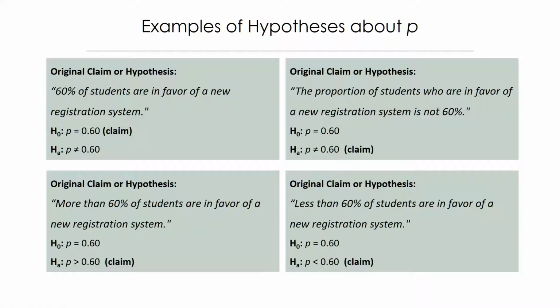So you can see these are really the four cases that you will see, either that the claim is that the proportion is something, in this case 60%, and then the claim is H0, or that the proportion somehow differs from that, either not equal or greater than or less than. In those three cases, the claim is the alternative hypothesis.